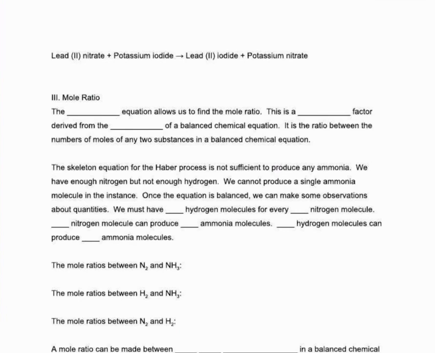The third equation that we're going to balance here is lead 2 nitrate plus potassium iodide yields lead 2 iodide plus potassium nitrate. This is a double replacement reaction. I have two ionic compounds creating two different ionic compounds.